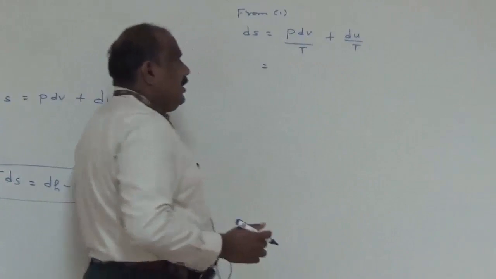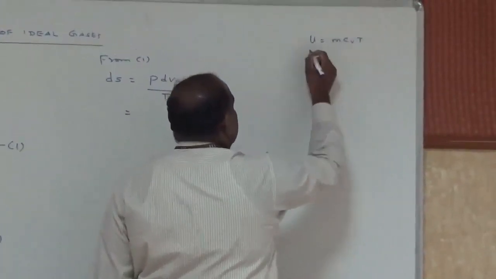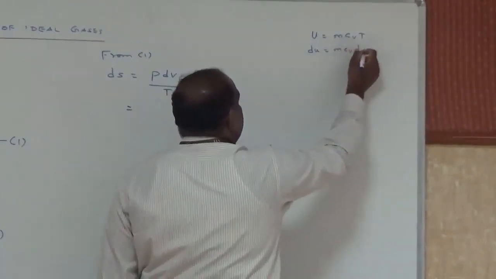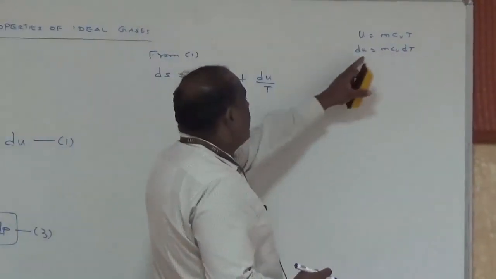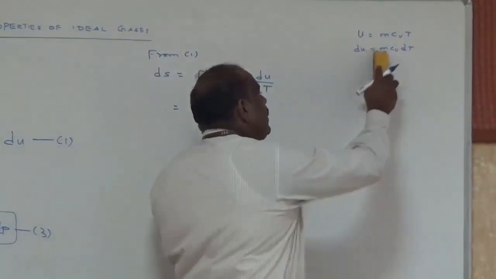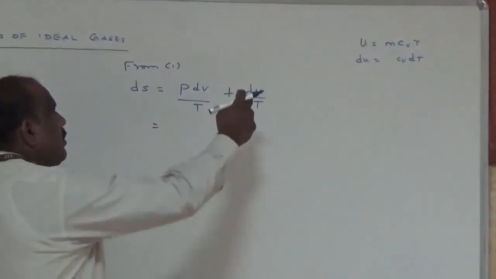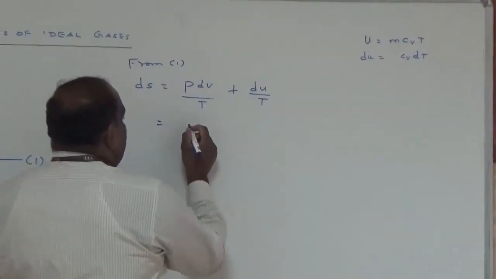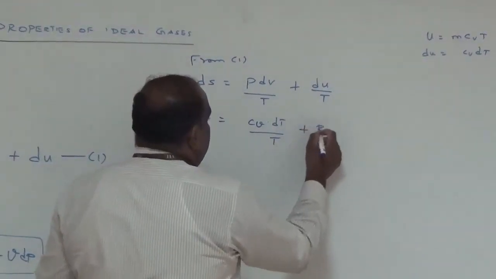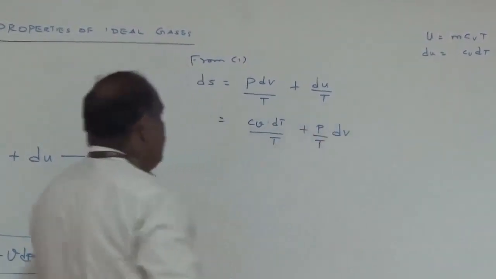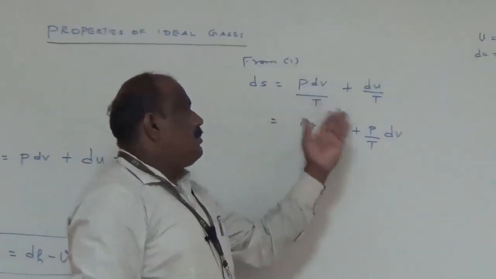What is dU? U is nothing but mCvT, so dU will be equal to mCv dT. Here we are not considering capital U, we are considering only small u, which means the mass is unity. So dU equal to Cv dT. We can replace dU with Cv dT, so Cv dT by T plus P by T of dV. I have written this term as the first term and this term as the second term.